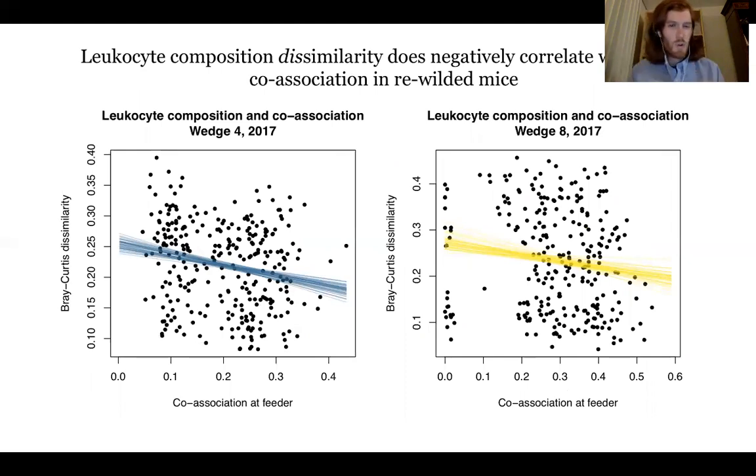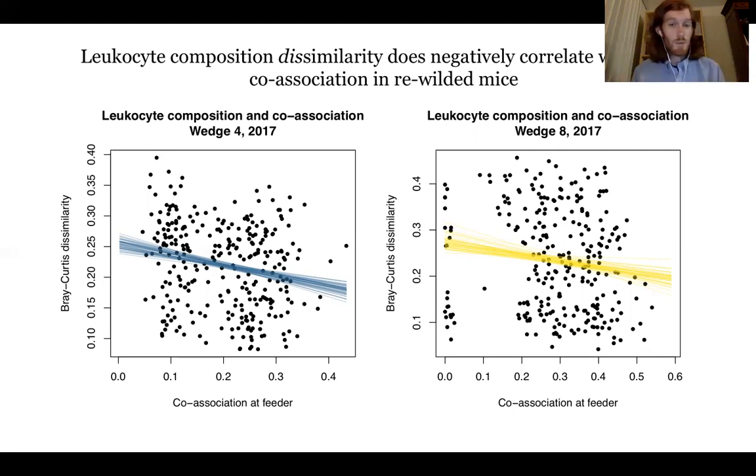Now you can see it's a very noisy relationship as well, and so there could be a lot of other factors affecting dissimilarity of these phenotypes. But nevertheless, the model is fairly confident there's this negative relationship. So mice that are more socially associated do have more similar immune phenotypes that we can see here.